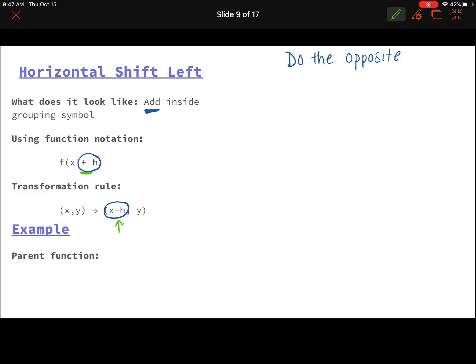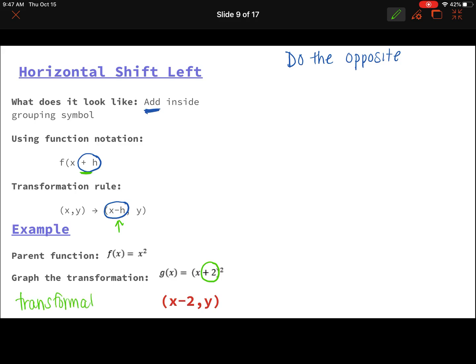All right, same thing. Let's get our parent function. This time our parent function is f of x equals x squared. Now we're going to graph our transformation. Here we see it's inside and it's a plus. So what we really need to do is minus. So this is our new transformation rule. This is important.